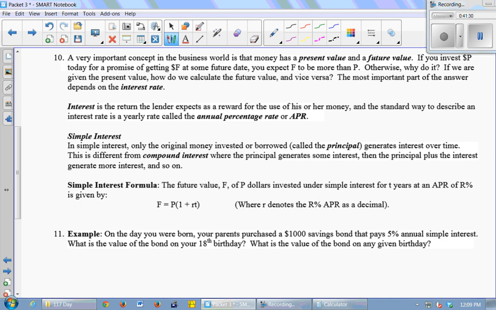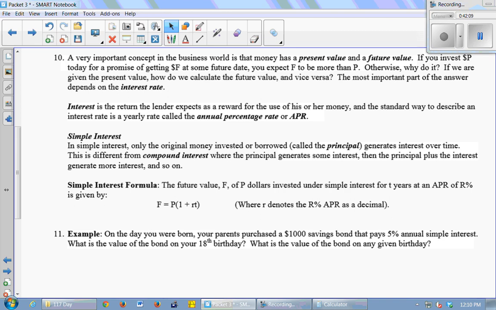So if you invest P dollars today for a promise that someone's going to give you F dollars at some future date, like you say, okay, Allie, I'm going to lend you 10 bucks. And the reason I'm going to do it is not because you're my good friend, but because you promised to pay me some amount back in the future. That amount F has to be more than what I'm giving her. Otherwise, why would I do it, right? If I give her $10, depriving myself of $10 that I could use for, you know, lunch or whatever, I would only do that if she's going to give me more than $10 back someday, right?